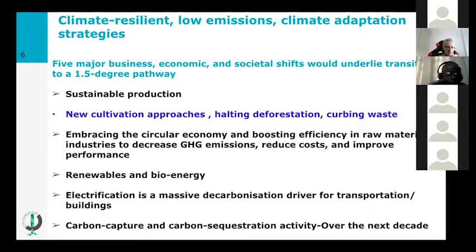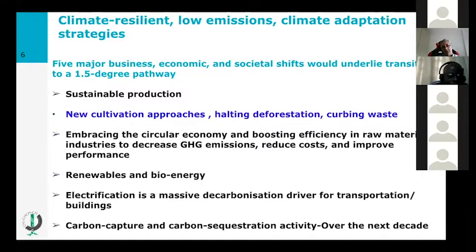Then one element which is not directly addressed in the last 2 days of deliberation is how we can curb waste, moving into a circular economy perspective. Embracing the circular economy and boosting efficiency in the planting material and industries decreases greenhouse gas emission, reduces cost and improves efficiency performance. If you look into renewable raw materials and bioenergy sources, this is another key area where the rubber space also needs to look into for reducing CO2 emission.